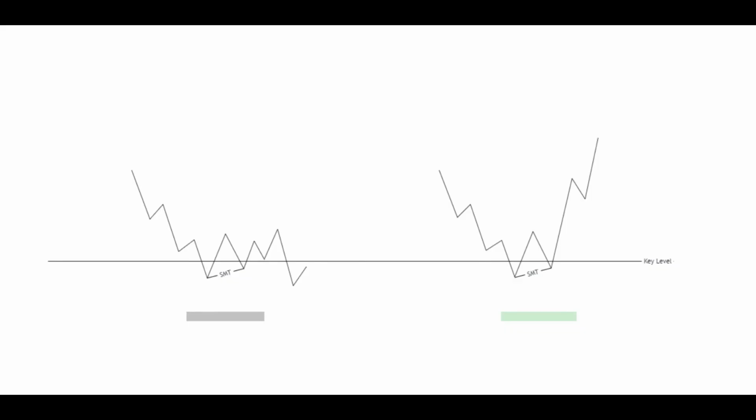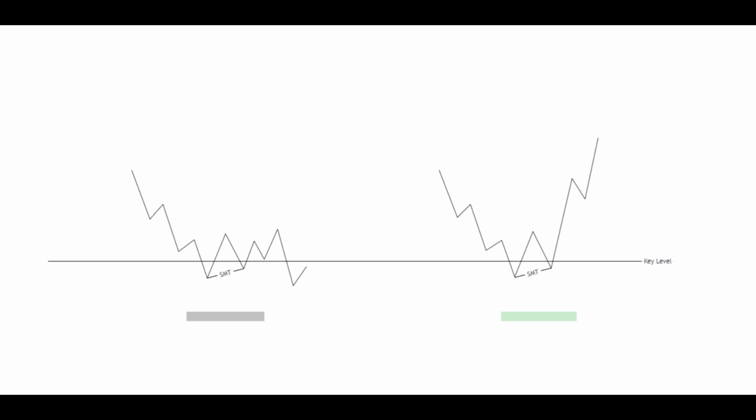Right here again, we'll discuss two types of reaction to key levels and two types of SMT divergences, right? Now, I hope you understand the framework already, but if you don't, let me explain it to you. The green area represents a key time, and again, it could be any key time depending upon the time frame that you are looking at.